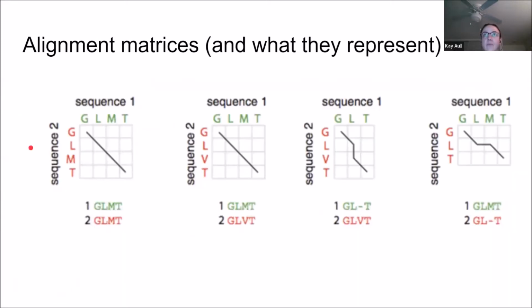I had a question. Yeah. So when you're creating these alignment matrices, is there a way to determine the value in one grid based off of what is immediate to its left, right, and diagonally upwards, or would you have to just base it off of what you're seeing in the sequence?